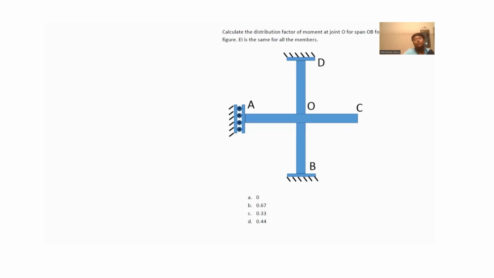Now, quickly calculate the distribution factor for OB. First tell me the distribution factor for OC. Then you calculate the distribution factor for OB, then for OA. It's a free end, so no movement can transfer. So what will be the distribution factor? DF of OC will be 0. Then OB?